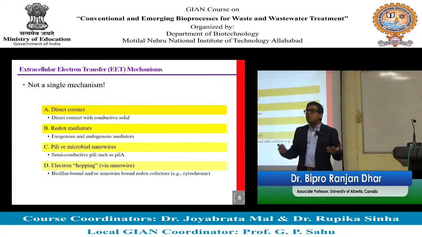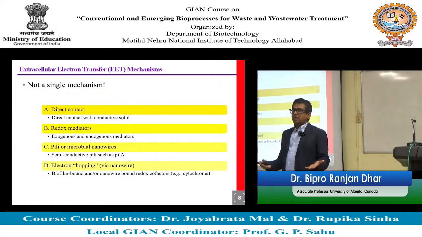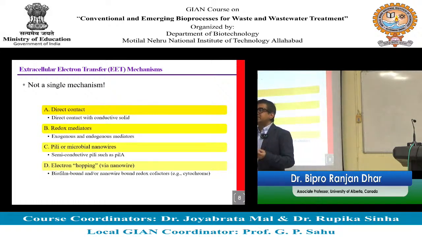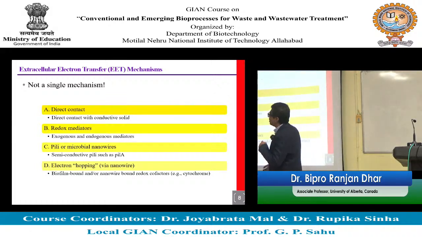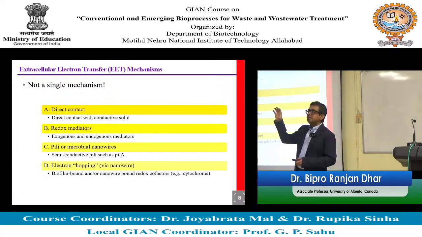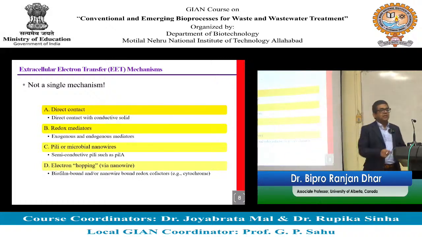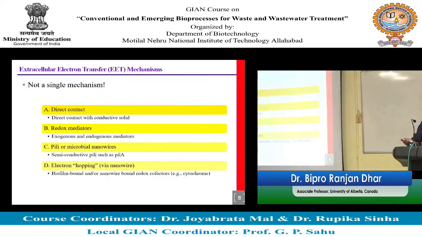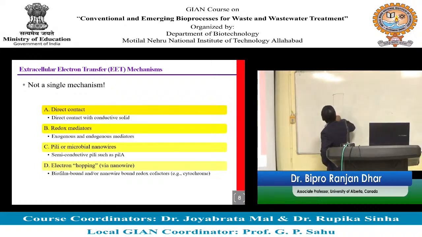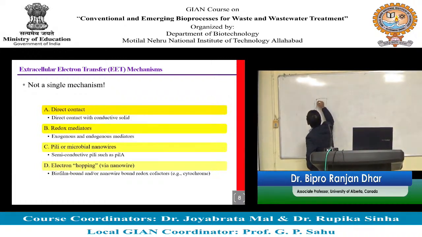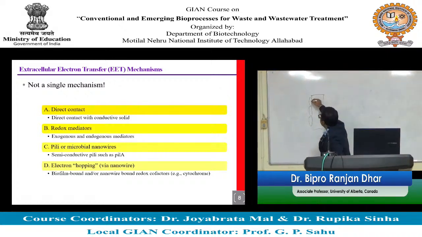So how do microbes do EET? Not a single mechanism. Microbes can use many different mechanisms, or a combination of multiple mechanisms. First, researchers thought that when those microbes form a biofilm on the electrode surface, there is some direct contact with the electrode and they can transfer electron. For example, if we draw this diagram, researchers first thought microbes are going to be in direct contact with the electrode and they can transfer electron.